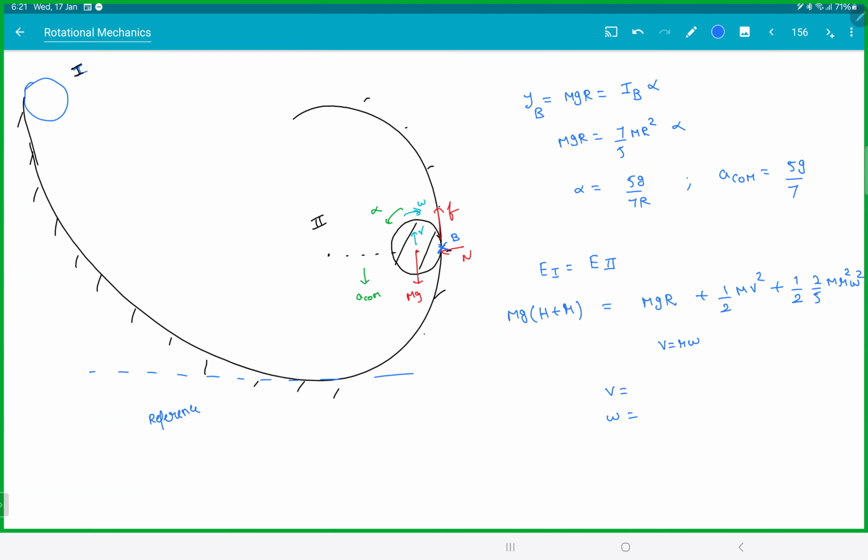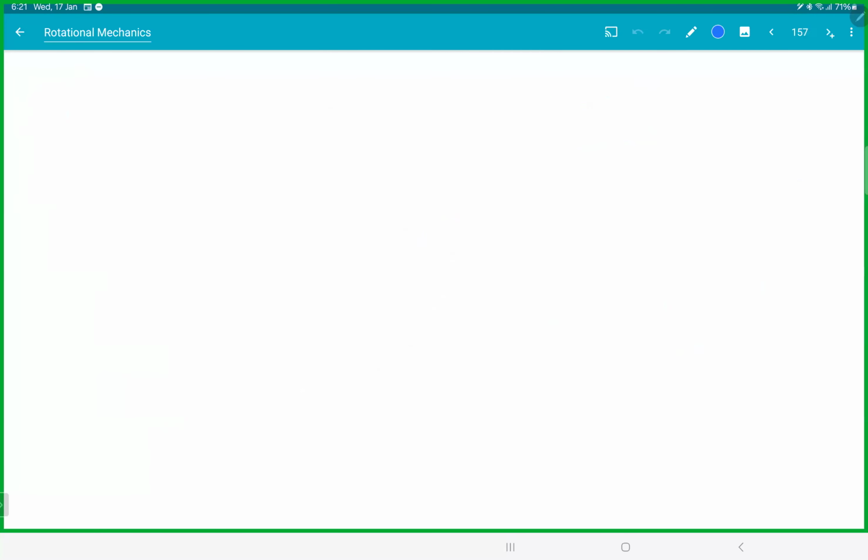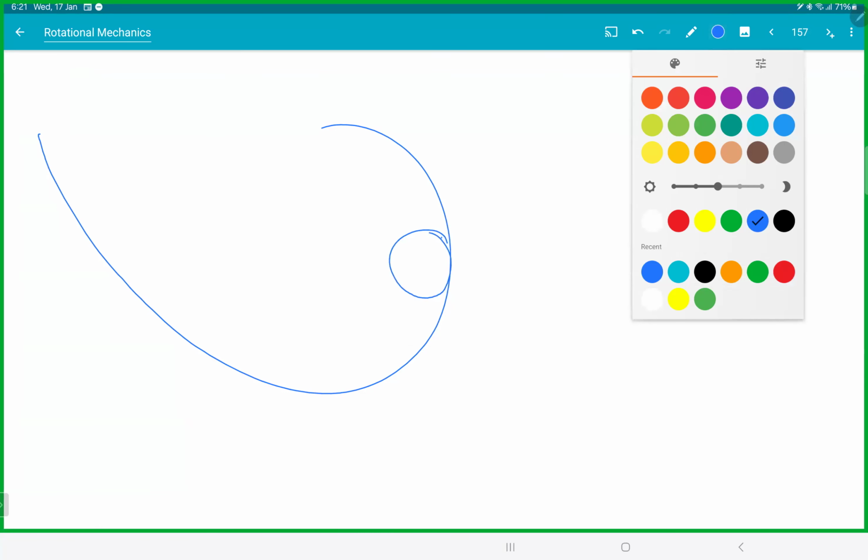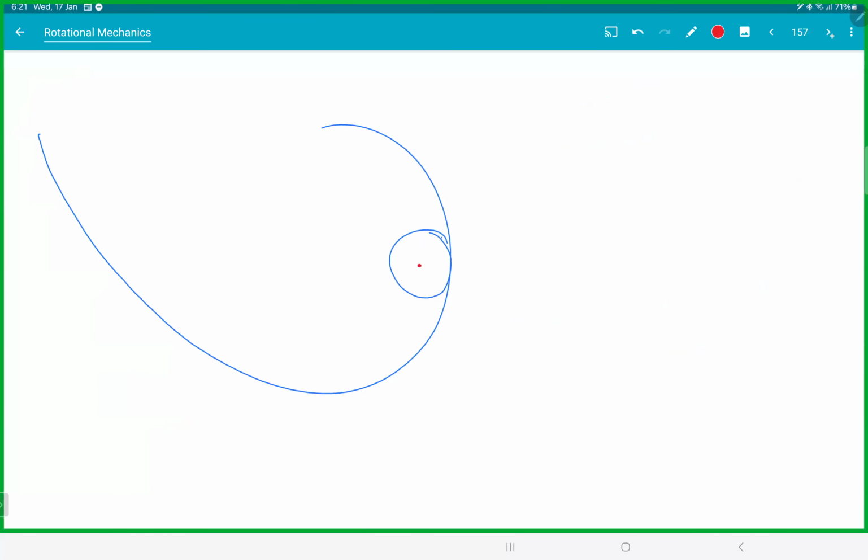Why do we need v and omega? See, first of all, if you just look at the center of mass here, the center of mass itself is going in a circle. Agreed? So it will have a centripetal acceleration, which is v square by (R minus r). This is your a centripetal.